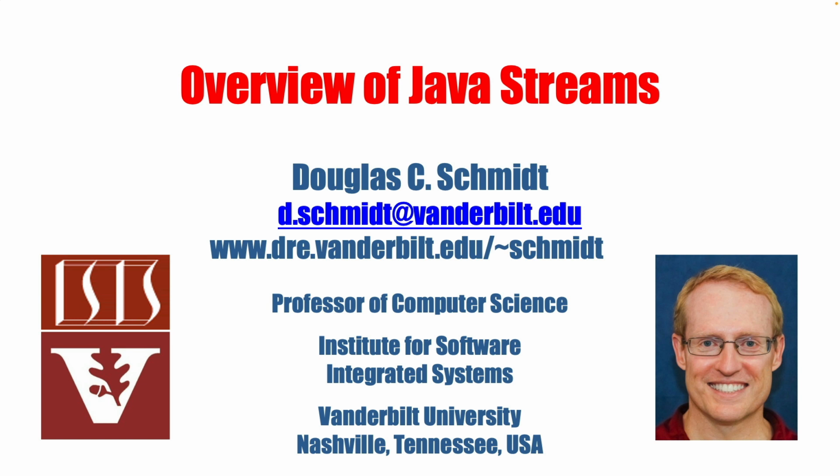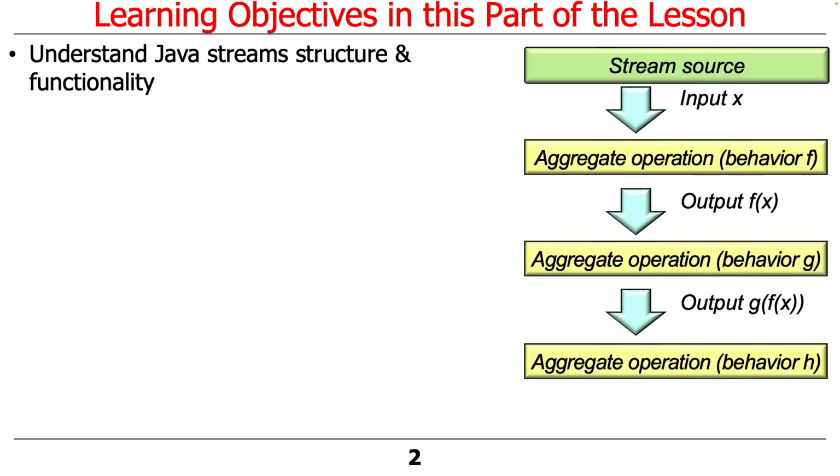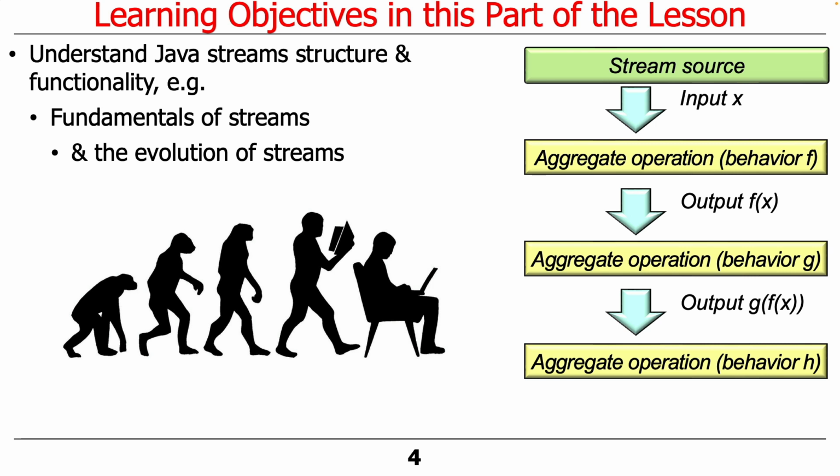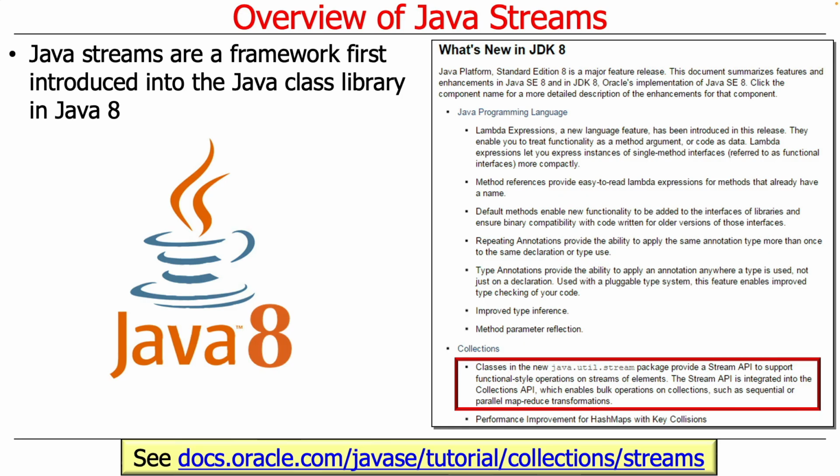For assignment number 2, you need to understand Java sequential streams and then use it in conjunction with the common fork join pool in order to get your program to run in parallel. So let's start by talking about what streams is. We'll talk about the structure and the functionality of streams. In addition to the fundamental elements of streams, we'll also talk about the evolution of streams over time. They've added some other stuff since Java 8 when it first came out.